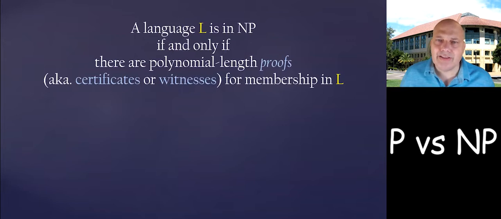So language L is in NP if and only if there are polynomial length proofs for membership in L that can be decided efficiently. So these are proofs that are polynomially long and can be verified efficiently. The proof itself is y, and the verification is V. And these are known as proofs or certificates or witnesses. So y is a proof that x is in the language, or a certificate that x is in the language, or a witness that x is in the language.